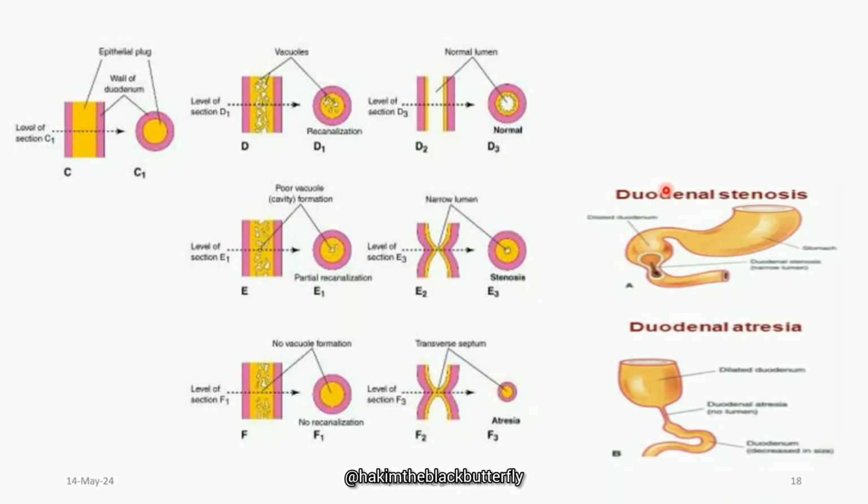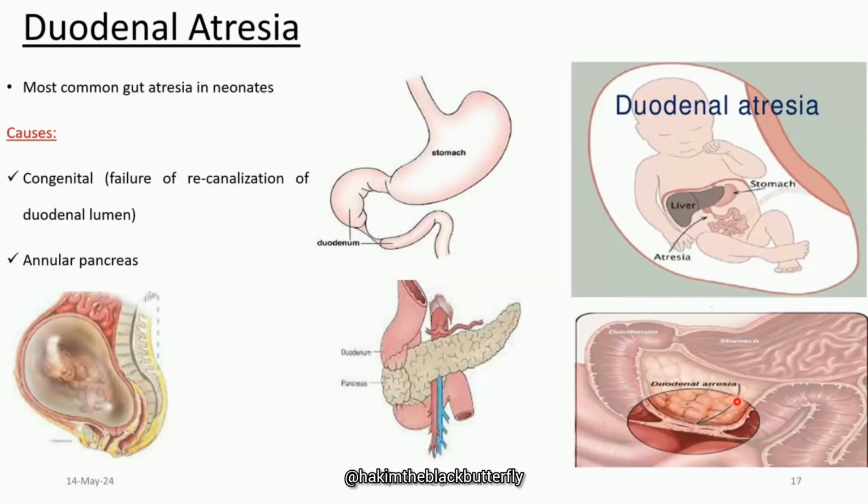But if there is no recanalization at all, obviously this baby is going to be born with a duodenum that has no lumen, and that is duodenal atresia. So that's what I meant by saying that it can be congenital because of failure of recanalization of the duodenal lumen, or it can be because of abnormal development of the pancreas.